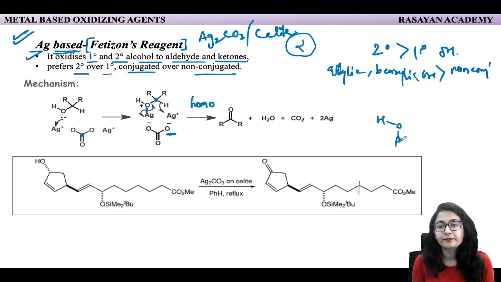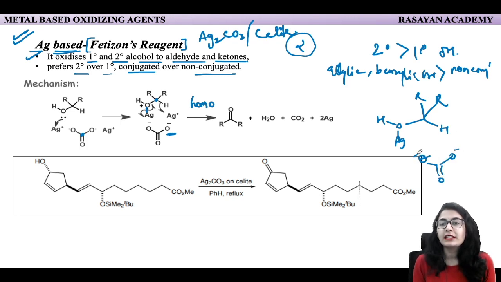See, if you want to write it in this way, although it is a radical process only, but just for the sake of understanding, आप इसको ऐसे भी लिख सकते हो कि ये जो O minus है CO3 2 minus का, this O minus is actually falling down over here, and the bond is going to take away a hydrogen, and it goes like this. This is just for understanding.